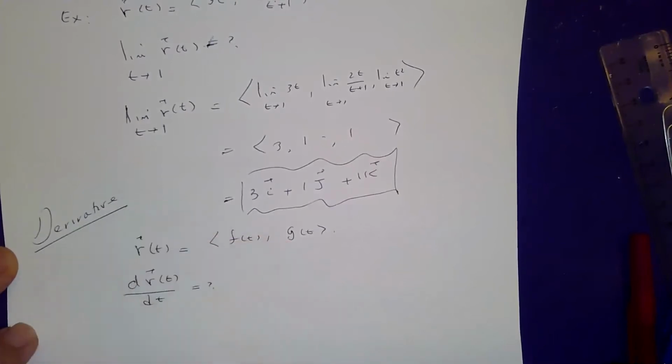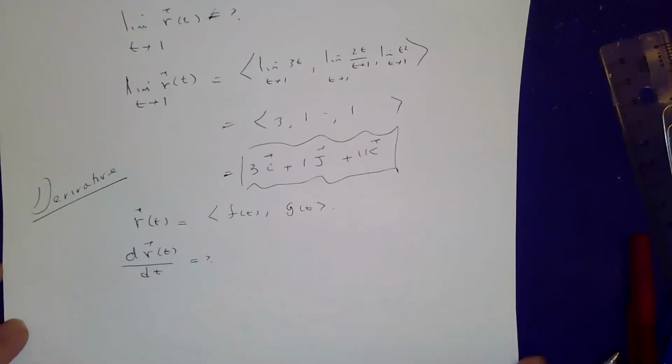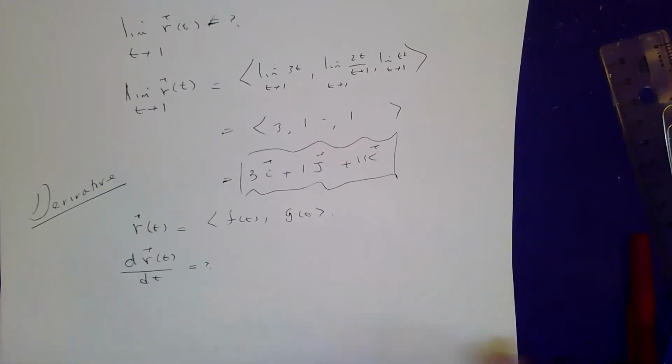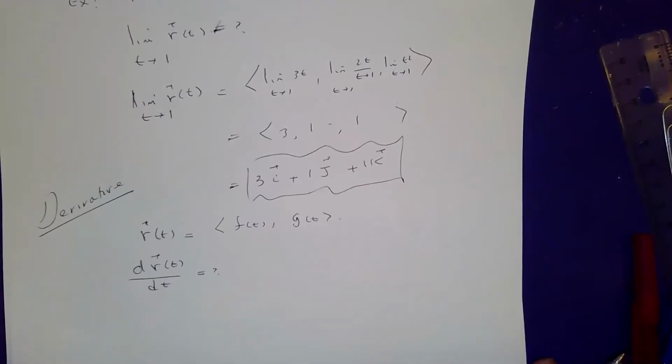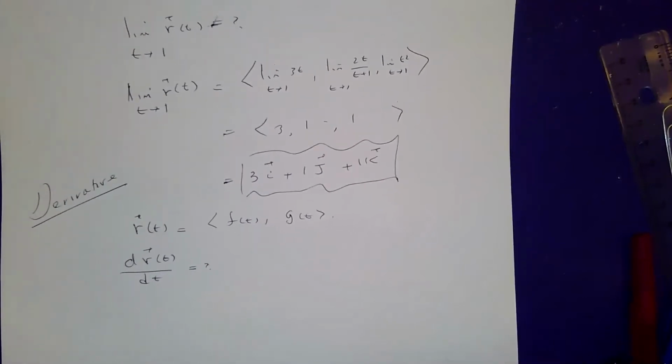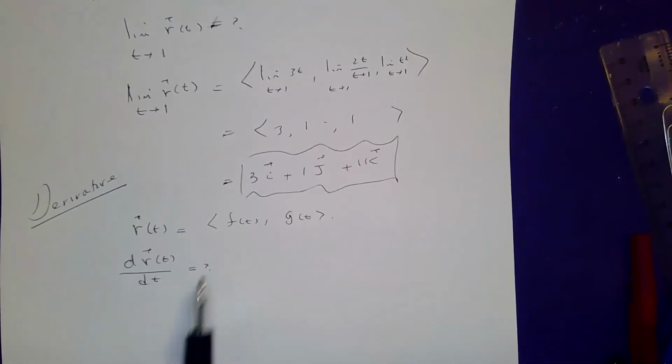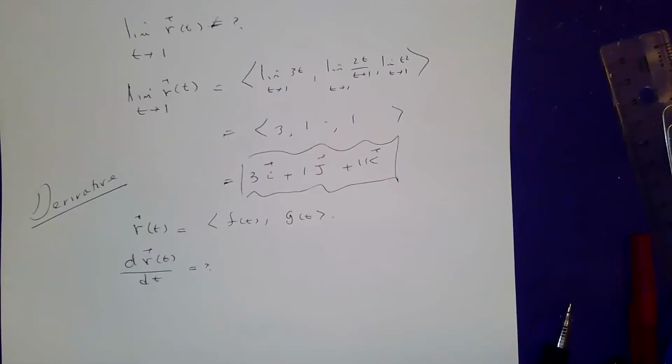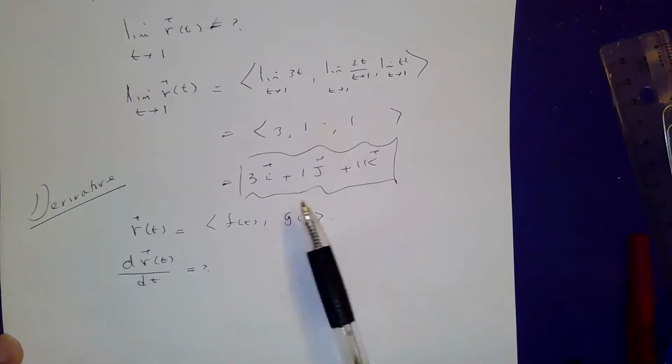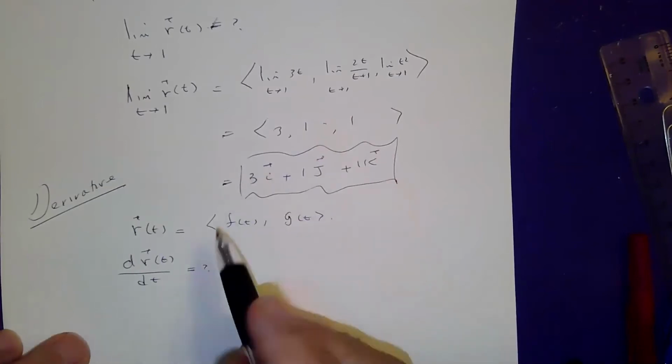Remember, I have very elaborate examples on the videos, but I'm just trying to hit the highlights here, and we're also running out of time. What do you think? Derivative of vector valued functions. Take the derivative of each component, just like limits. You're right. Take the derivative of each component.